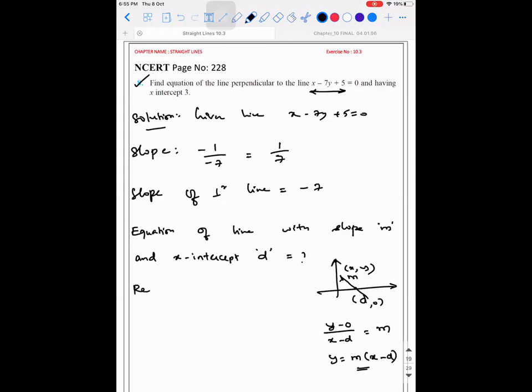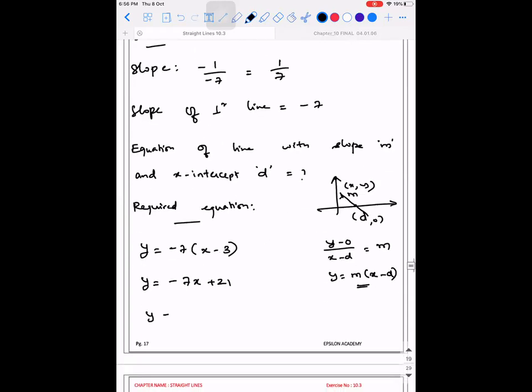So what will be the required equation? y is equal to m into (x minus, what is the value of d, guys? What is the value of d?) So y is equal to minus 7x plus 21, which implies 7x plus y is equal to 21. So this will be the required equation.